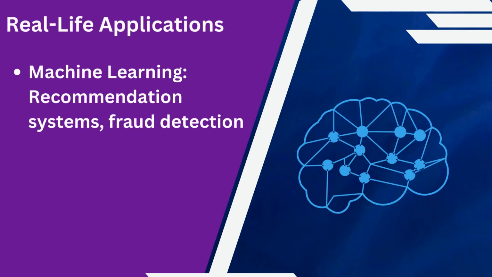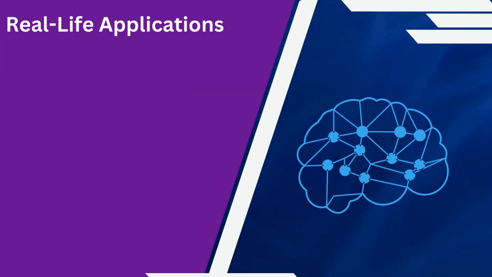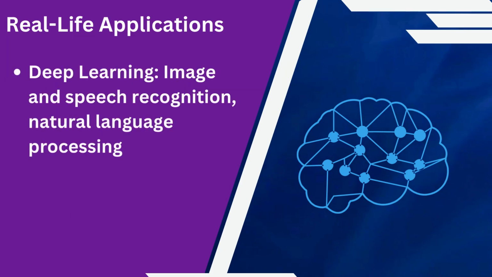Machine learning finds applications in areas like recommendation systems, fraud detection, and predictive maintenance. Deep learning powers advancements in image and speech recognition, natural language processing, and autonomous vehicles. For instance, machine learning models recommend movies on streaming platforms, while deep learning algorithms enable voice assistants like Siri and Alexa to understand and respond to natural language commands.